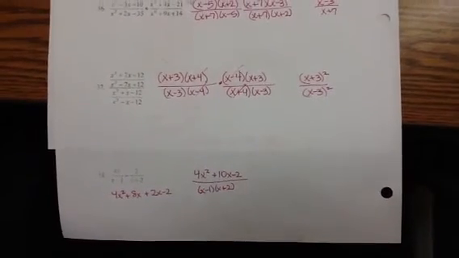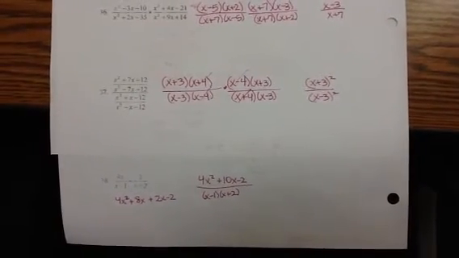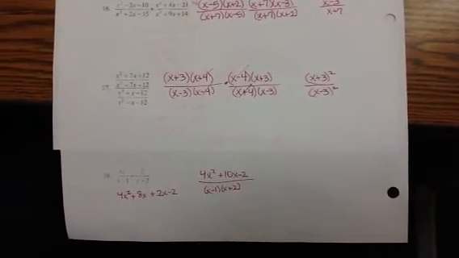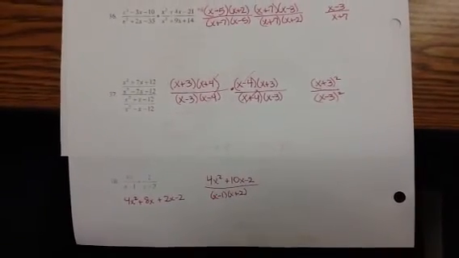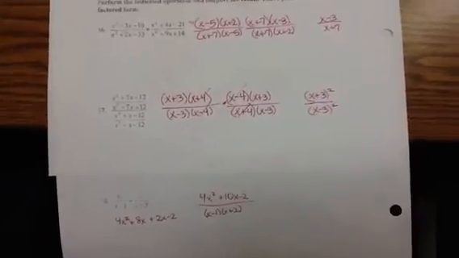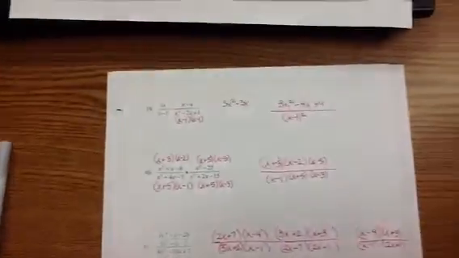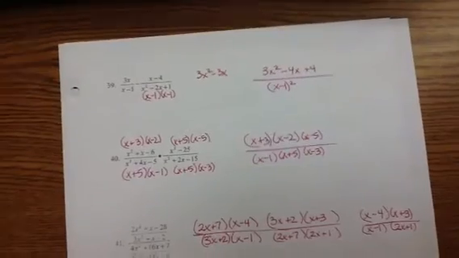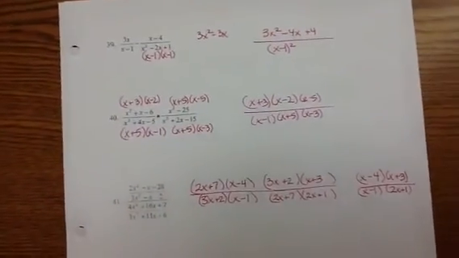Of course. 38, I got 4x squared plus 10x minus 2 over x minus 1 and x plus 2. Does not look like I showed much work. I apologize. Number 39. I got 3x squared minus 4x plus 4 over x minus 1 squared.